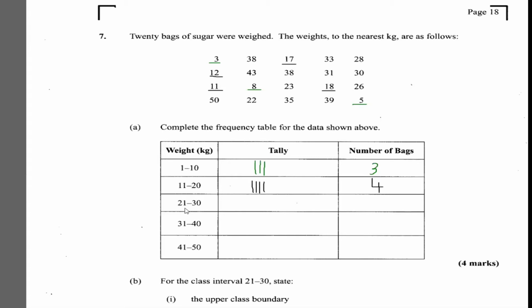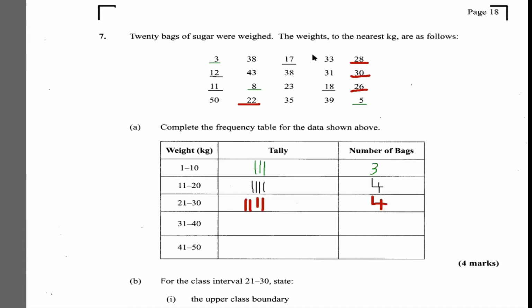Then we want to know how many are between 21 to 30. Let's do that in red. 1, 21 to 30, 2, 30 is just there, 3, 4. I'm getting 4. Let's check again. Yep, we're getting 4. So there are 4 bags between 21 and 30.